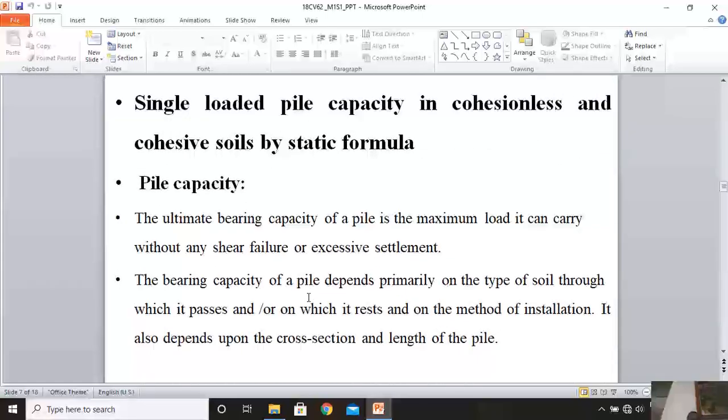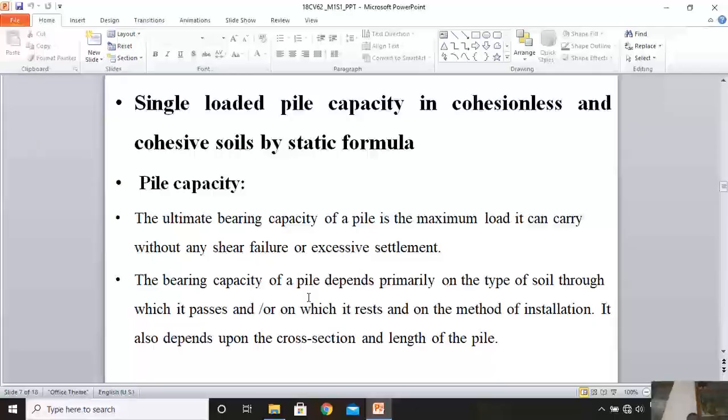Here, the ultimate bearing capacity of a pile is the maximum load it can carry without any shear failure or excessive settlement. The bearing capacity of a pile depends primarily on the type of soil through which it passes and on which it rests, and on the method of installation. It also depends upon the cross section and length of the piles.